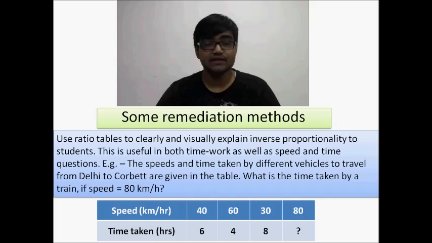Here the student can clearly deduce that the products of the terms of the 2 rows are always constant, which is the basic concept behind inverse proportionality. From this, the students can also deduce the time taken by the train as well as the total distance.